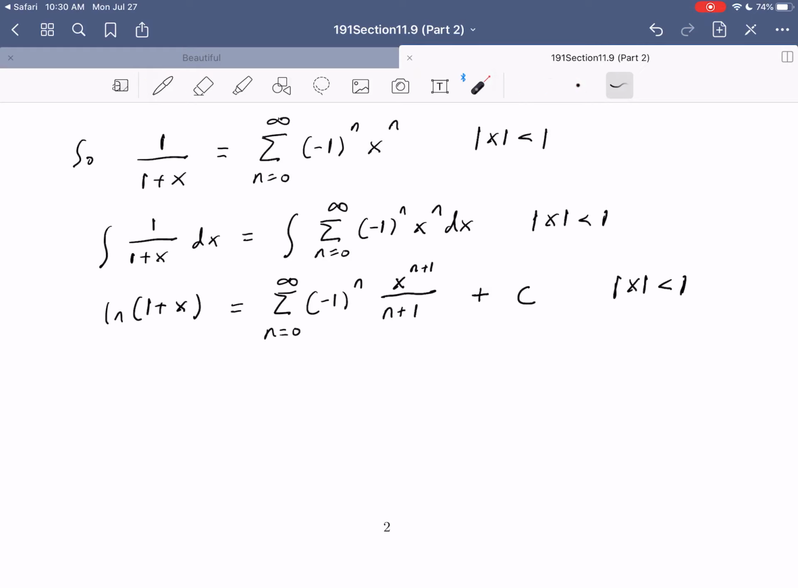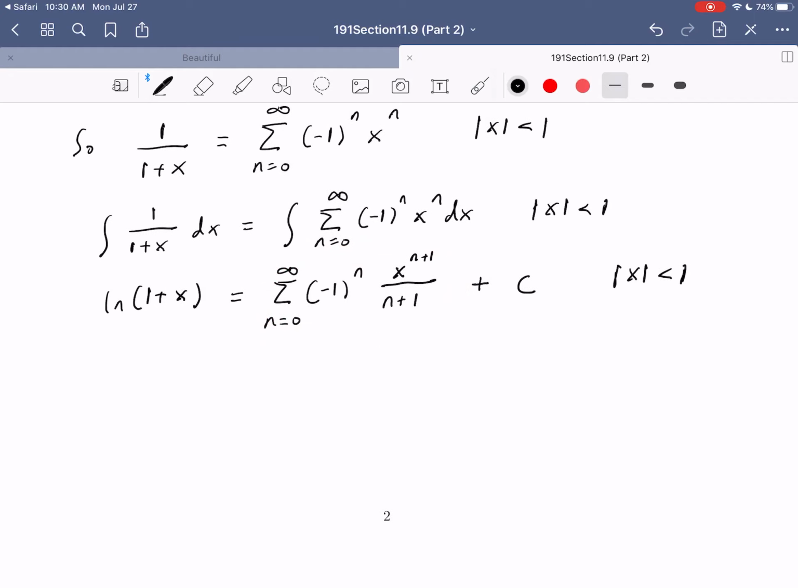So what's the easiest thing to do here? Well, you need to plug in a value and set these things equal to each other. But you'd really rather not have to deal with this. So what you want to do is evaluate both sides at the center. And remember that the center here is x equals 0. So let's do x equals 0.